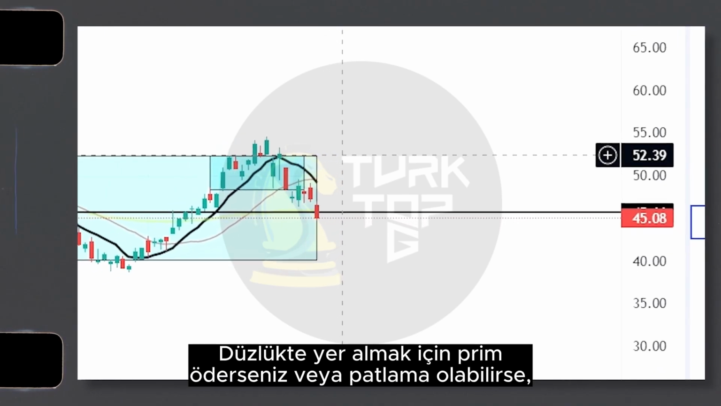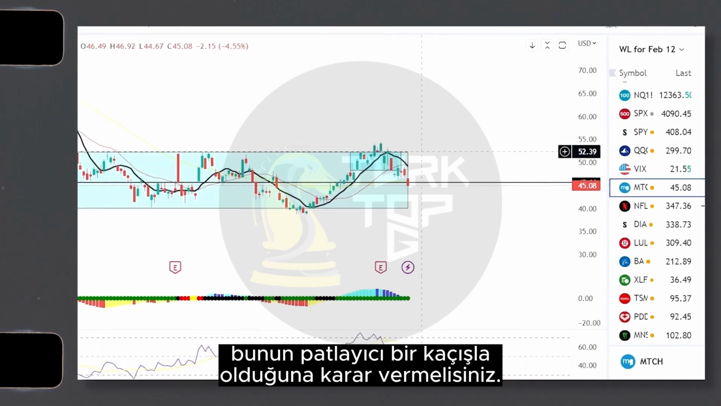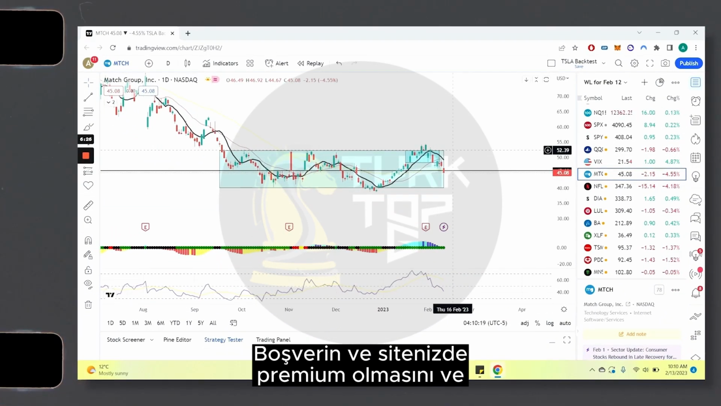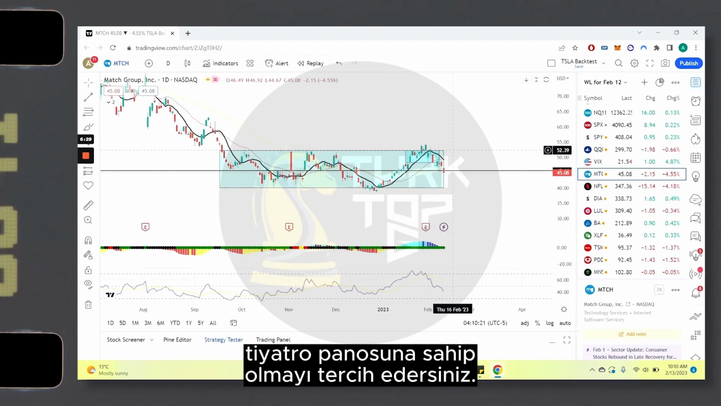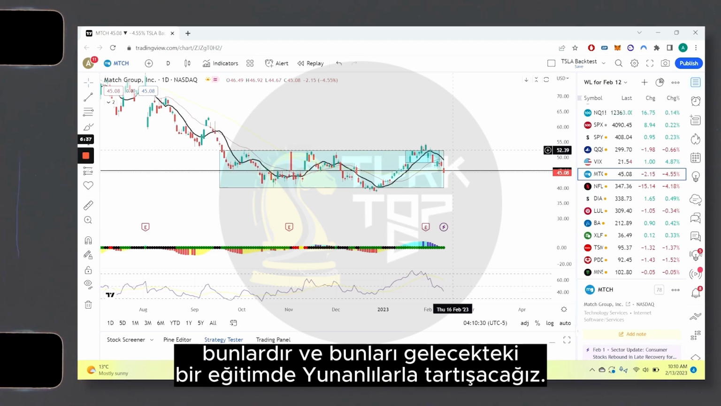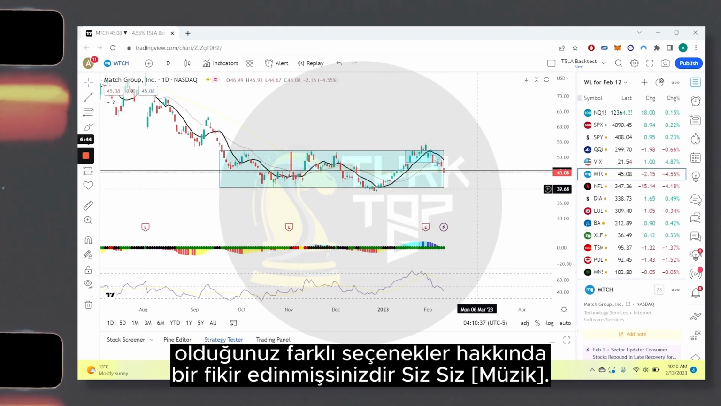When you are getting a breakout, you have to decide if it will be an explosive breakout. Should you pay the premium to place on this trade, or if the breakout might fizzle out and you would rather have the premium on your side and have the theta burn help you out. So those are the kind of decisions you have to make when putting on these positions. And we will discuss them with Greeks in a future tutorial video. But for now, I hope you get an idea of when a breakout is happening, the different options you have in order to put on a position.